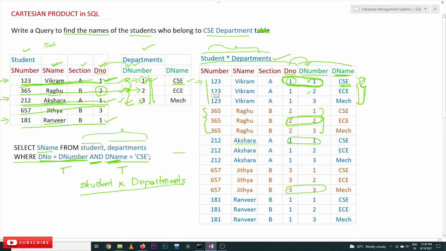Okay, so this row will be picked out. And next, is it equal to 2? No.